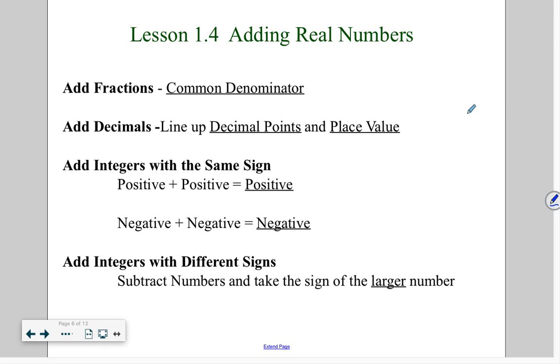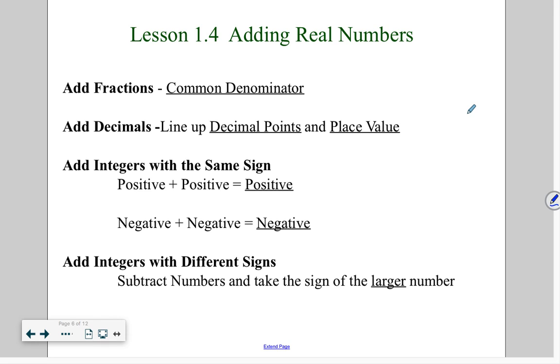Adding integers with the same sign. If I add a positive to a positive, your answer is still going to be a positive. For example, 3 plus 2 is still positive 5, correct? Yeah. The same is true when you add two negatives. A negative plus a negative is still a negative. So if I have a negative 3 plus a negative 4, you have a total of 7 negatives. Negative 3 plus negative 4 is 7 total negatives.